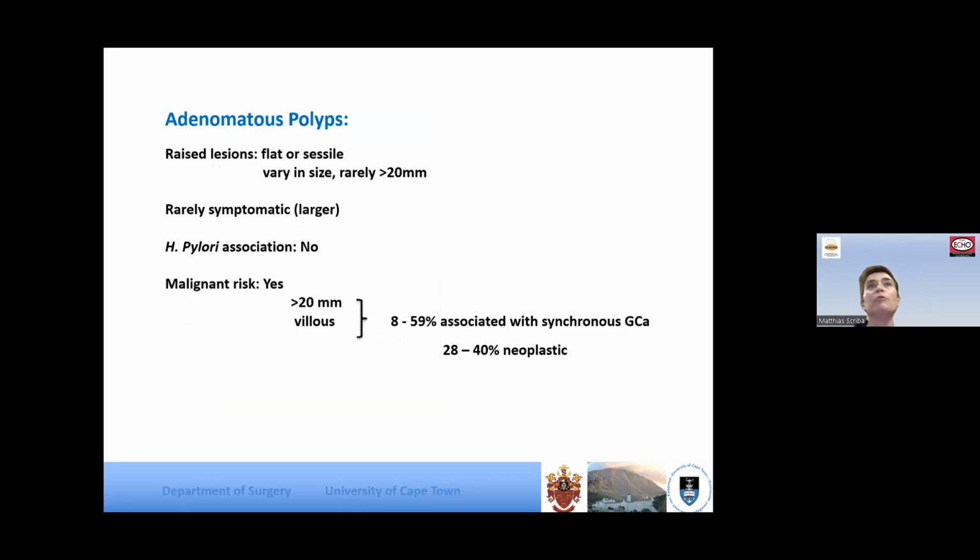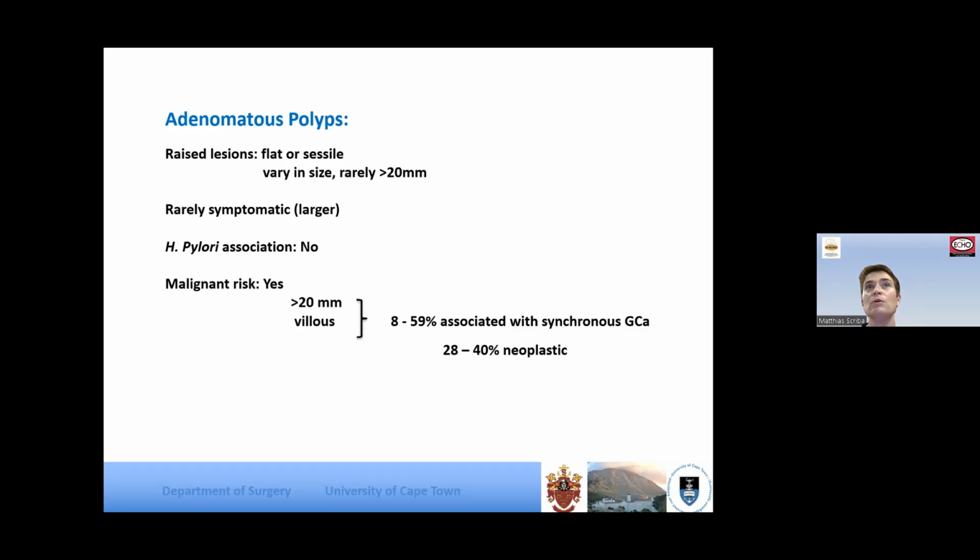So what do you do about them? First of all, I think it's important here to get a nice idea of the size, which obviously varies. Usually they are smaller than 20 millimeters. Maybe flat or sessile, usually flat in my experience. Very rarely are they symptomatic, and if so, they are the larger type. Is there an H. pylori association? No. Malignant risk? Most definitely, and again, it's very much dependent on size as well as villous histology.